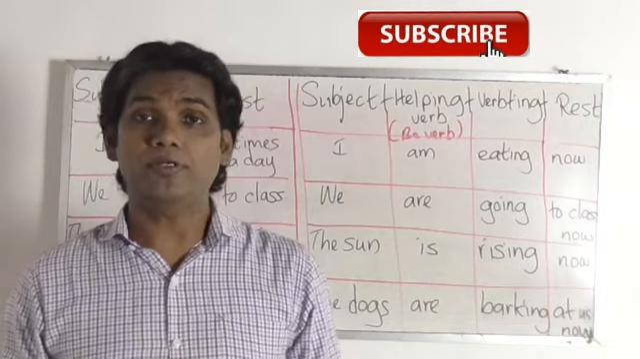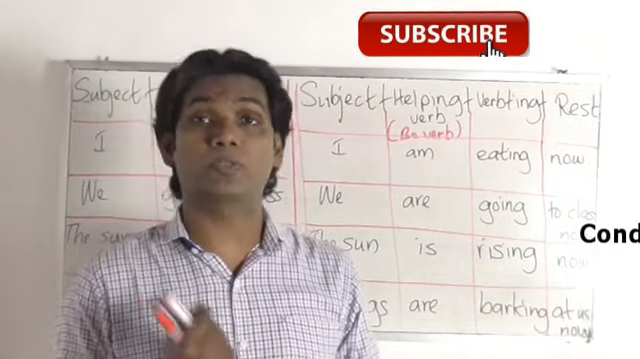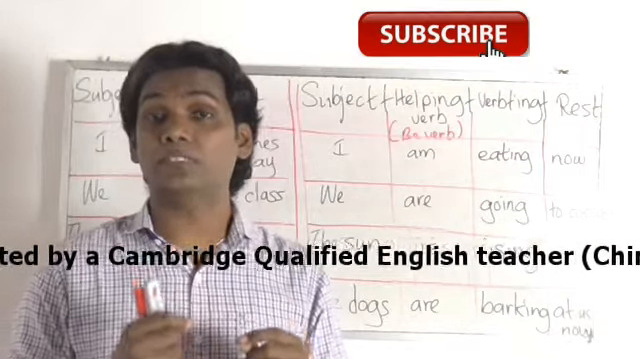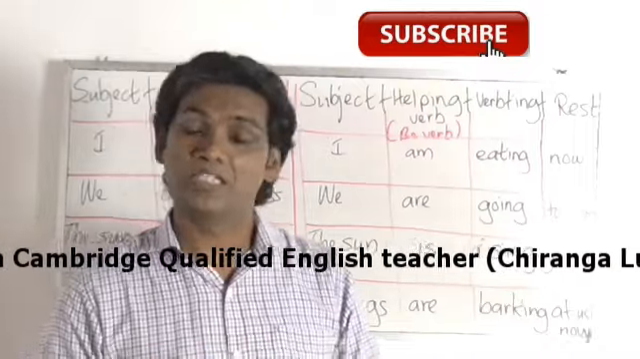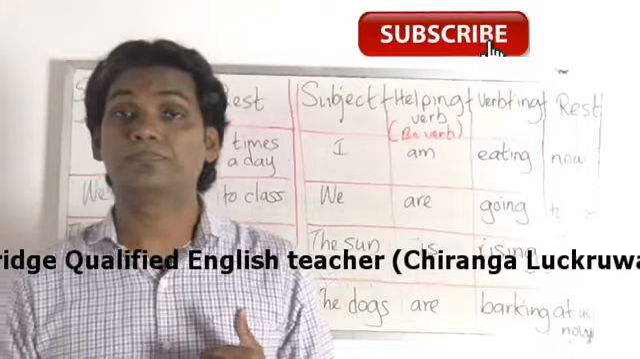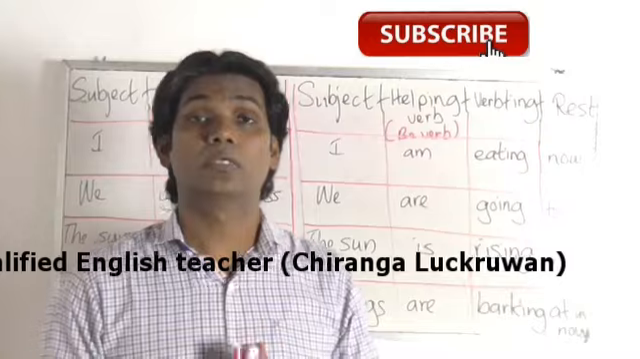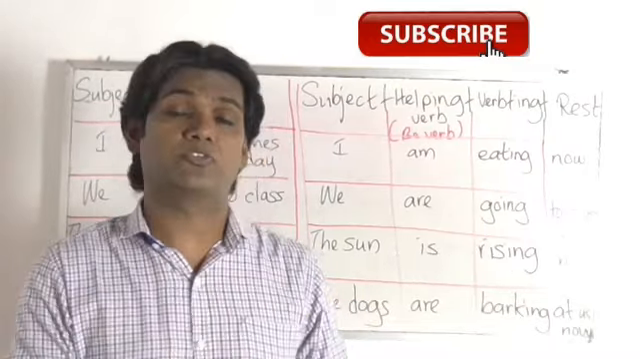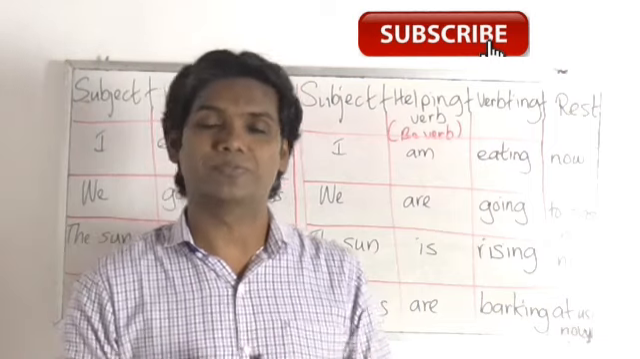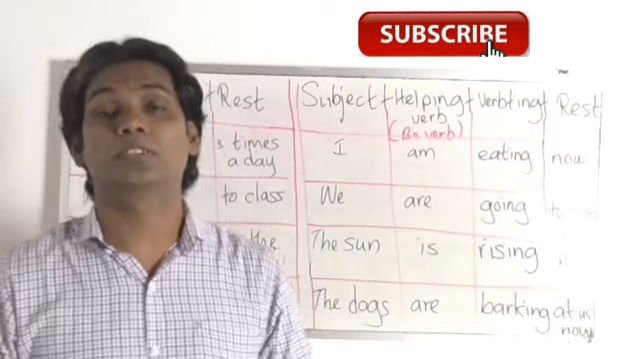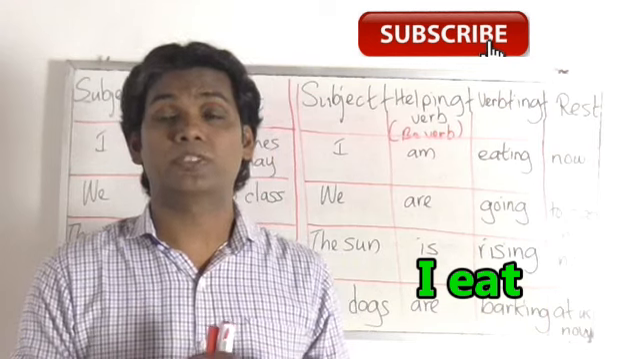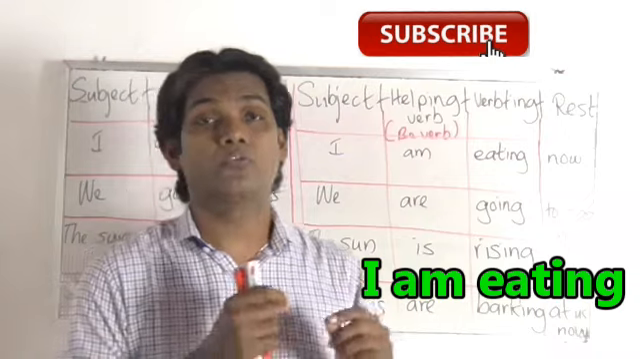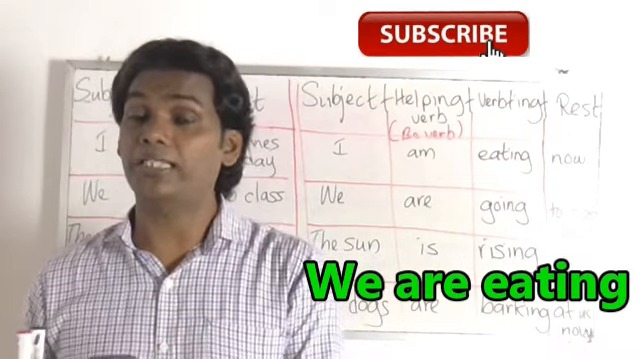Now we can remember the present simple or simple present tense structure and the present continuous tense structure. Simple present tense: subject, verb, most essential. Present continuous tense: subject, helping verb, verb in the ing form. The helping verb is the be verb. Let's take some examples. I eat, present simple. I'm eating, present continuous. We eat, we are eating.